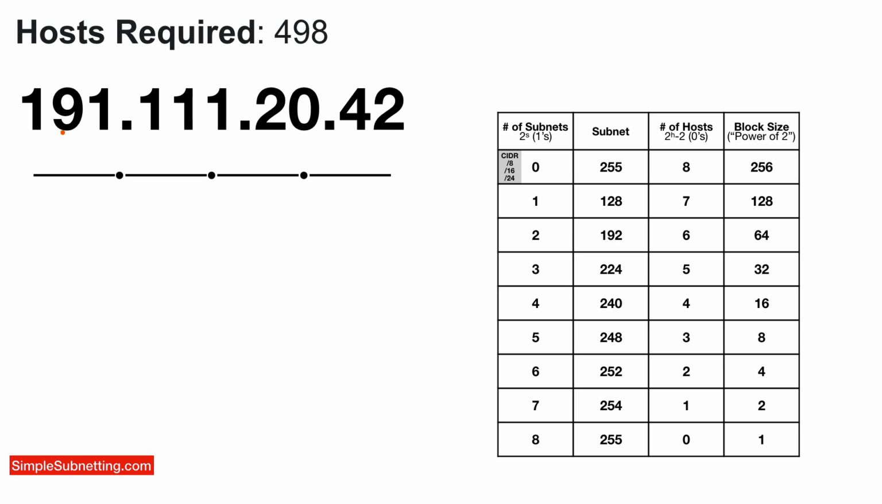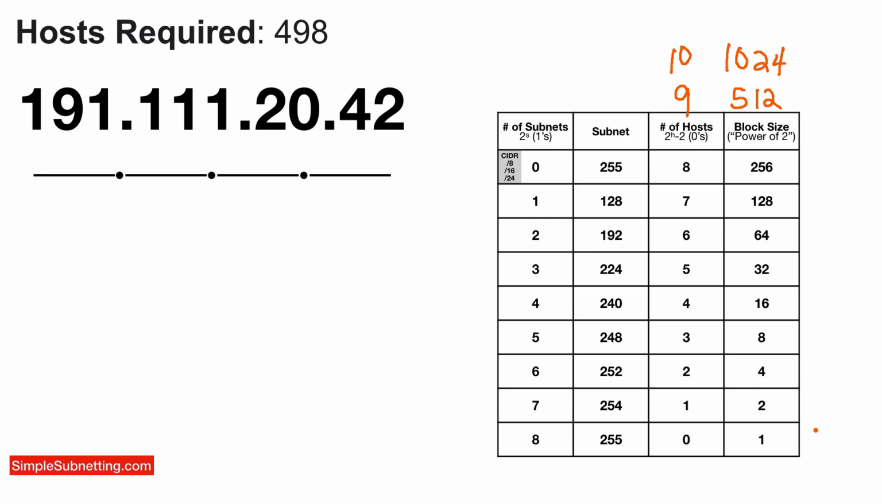So for this one, they're asking for 498 hosts. And the beginning is 191. So we know this is a class B. But our chart only goes to 256. So you can either do this, 9, 10, and then just double up. 256 is 512. And double that is 1024.